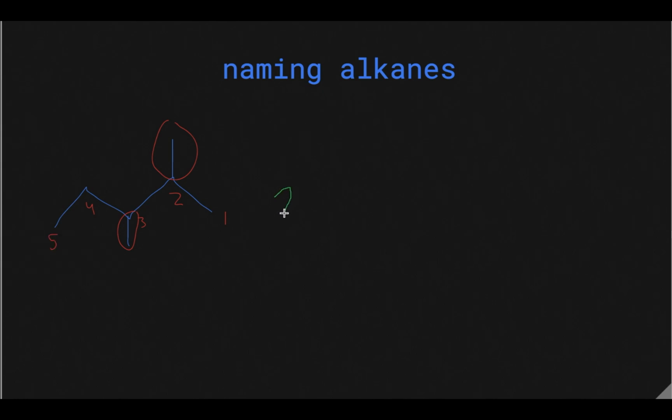So we have a substituent at 2, and we have one at 3. So we're going to separate those 2 numbers with a comma. That's going to be followed by a dash, and then we're going to write the name of the substituent. In this case, we have 2 methyl groups, so that's going to be dimethyl. And this over here is pentane. So we're going to write pentane. So our overall name is 2,3-dimethylpentane. Let's move on to another example.